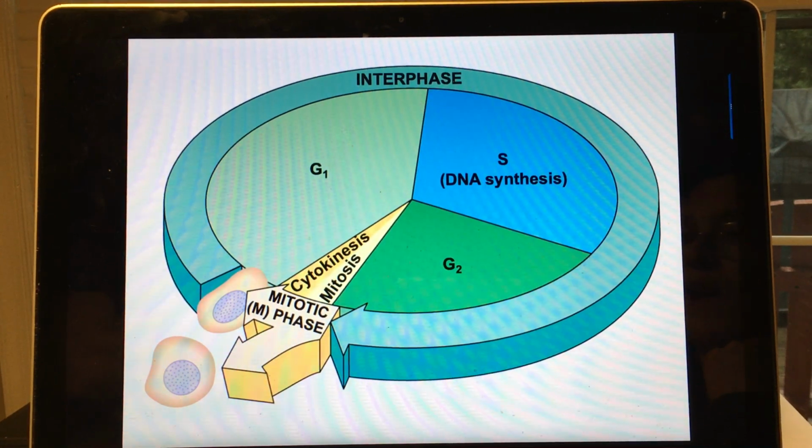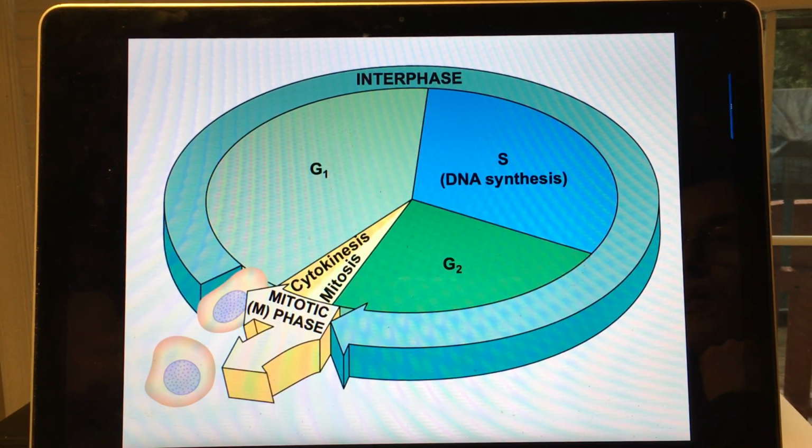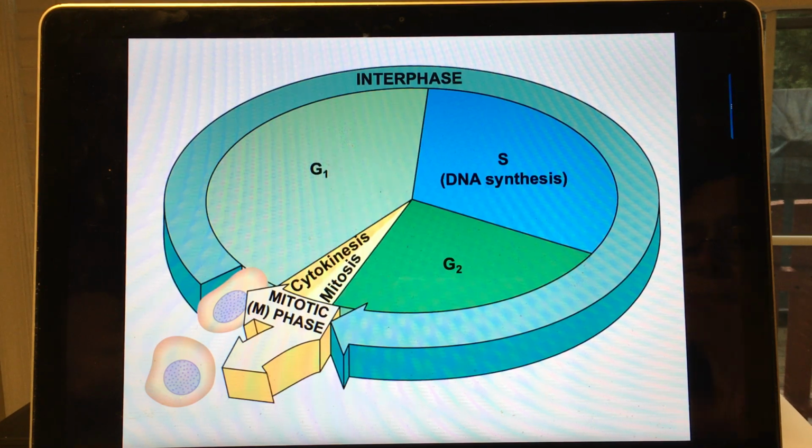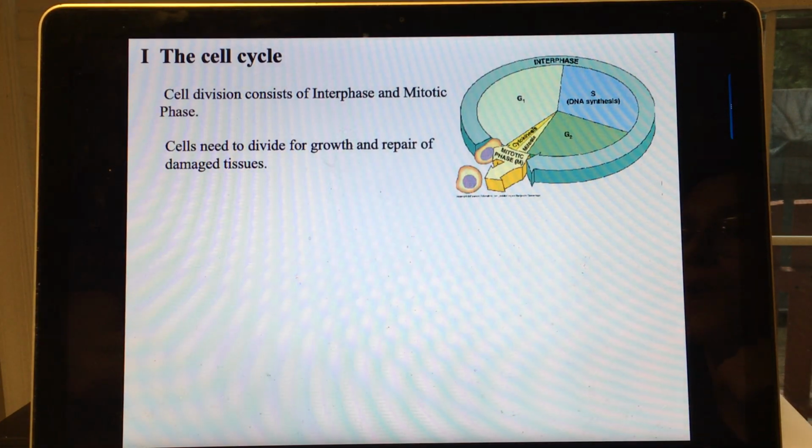So this diagram shows the phases of the cell cycle. There are two basic phases of the cell cycle. There's the mitotic phase, which is when the cell divides, and the other phase is interphase, which is the time between cell divisions.